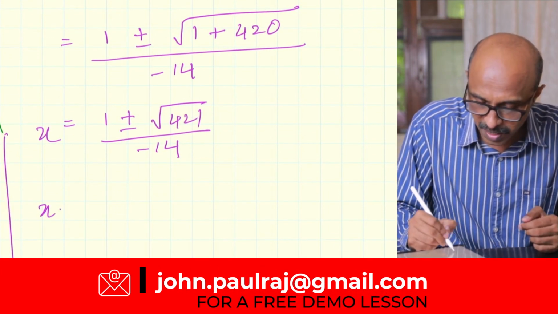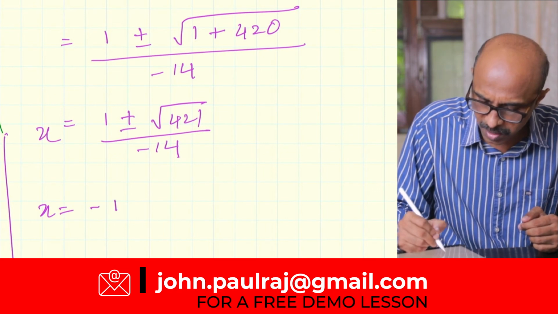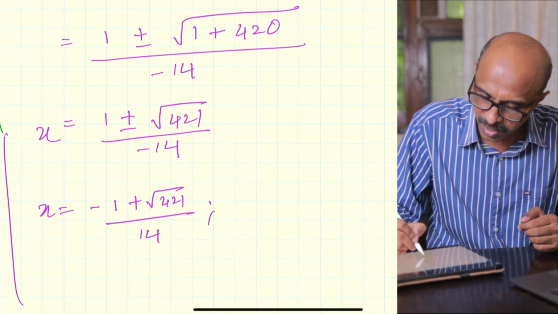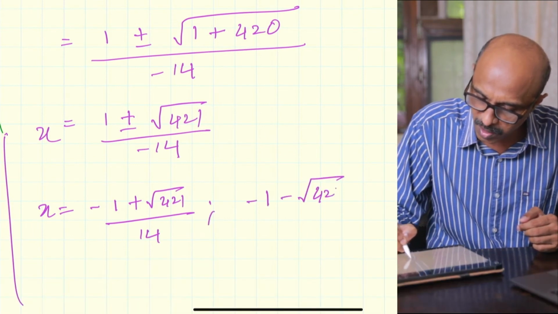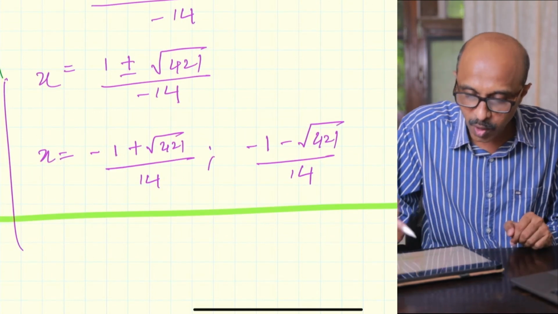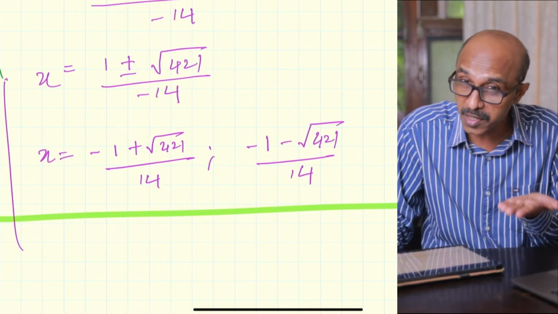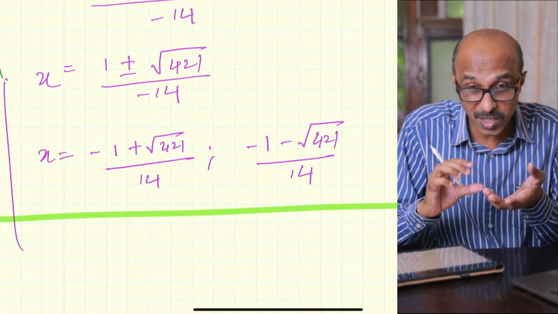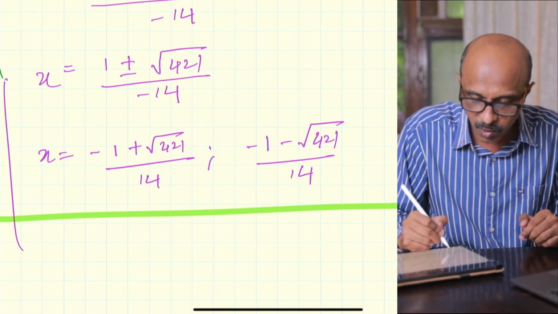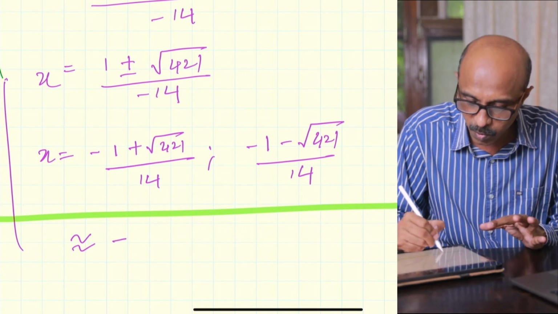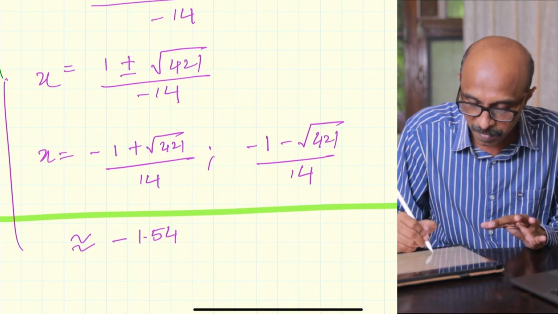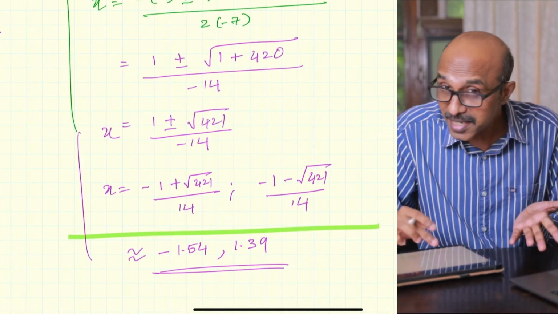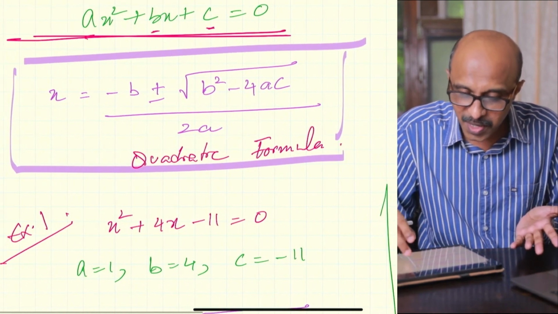The maximum that you can simplify it to is negative 1 plus square root of 421 over 14, or negative 1 minus square root of 421 over 14. That's the maximum that you can go if you are not allowed to use the calculator. But if you're allowed to use the calculator in IGCSE or IB, then make sure you use it according to the required degree of accuracy. Some questions would specify, but overall it's 3 significant figures. According to 3 significant figures, the answers I had already worked out are negative 1.54 and 1.39. So that is how you use the quadratic formula to solve any quadratic equation.